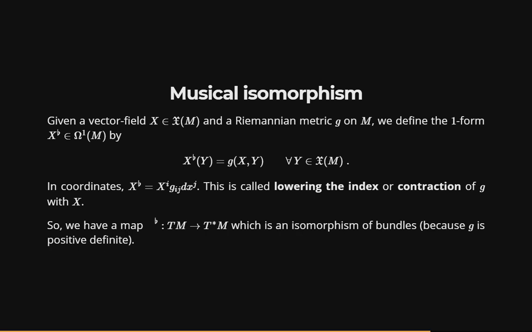So we have a map, flat, from the tangent bundle to the cotangent bundle, which is an isomorphism of bundles. Why an isomorphism? Well, because g is positive definite, so if you write down the coefficients of g in a matrix, it doesn't have a kernel. Or better, if you take a local frame and the dual coframe, and you write the matrix of the flat isomorphism, it is given by the numbers g_ij, and the determinant is the determinant of the bilinear form. I'm skipping a bit of details, but it's okay.